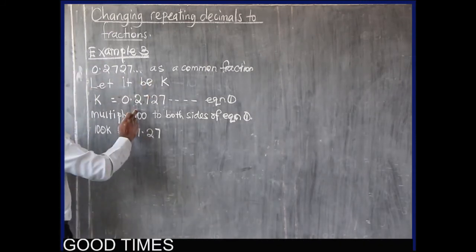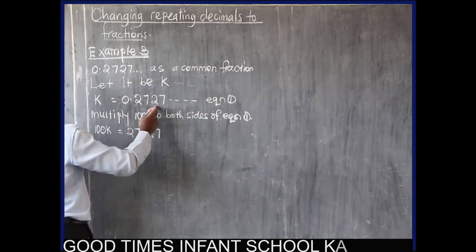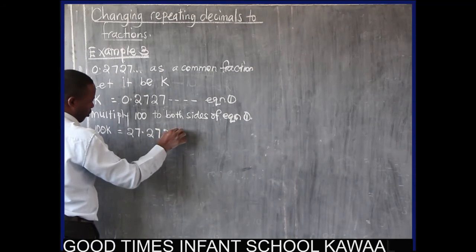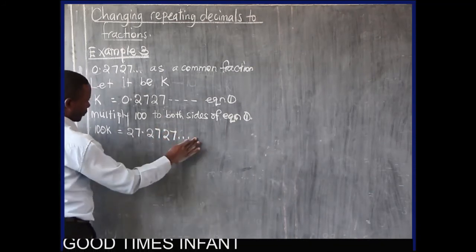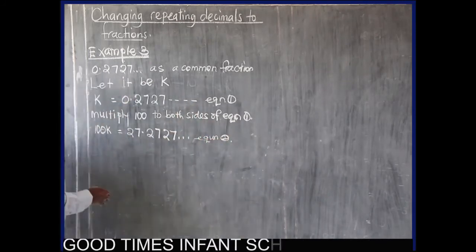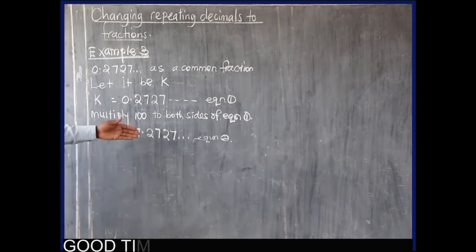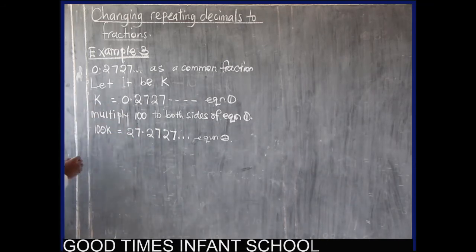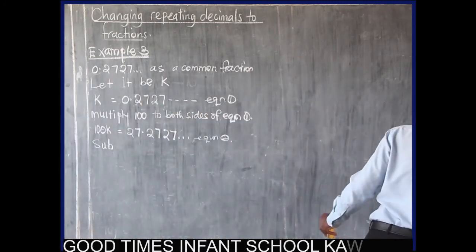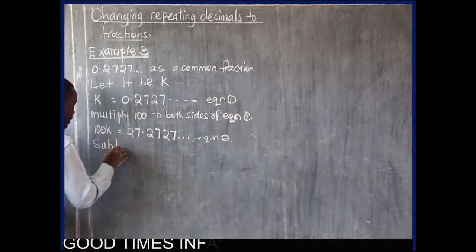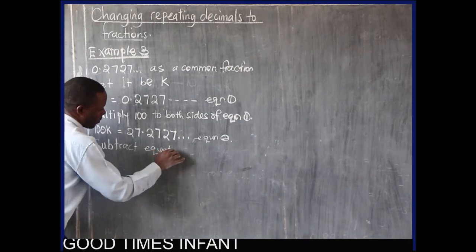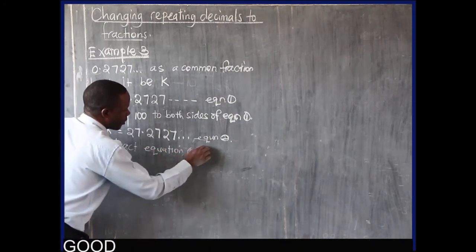But remember, in our original question there are 4 decimal places, and we know very well that there are many 2727s, so we can keep our decimal places as they are. Now this one gives us equation 2. Now here we take a difference of the 2 equations. This is smaller than this, so we subtract equation 1 from 2.